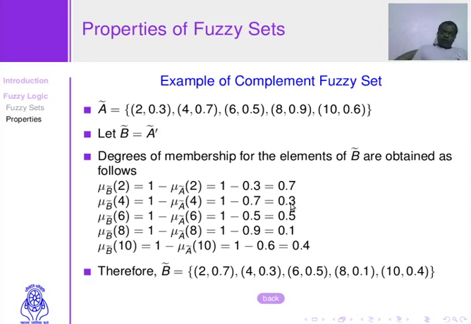So we obtain 0.3, 0.5, 0.1 and 0.4 for the remaining elements in fuzzy set B, and therefore we can write that fuzzy set B is having element 2 with degree of membership 0.7, element 4 with degree of membership 0.3, element 6 with degree of membership 0.5, element 8 with degree of membership 0.1, element 10 with degree of membership 0.4. Okay.